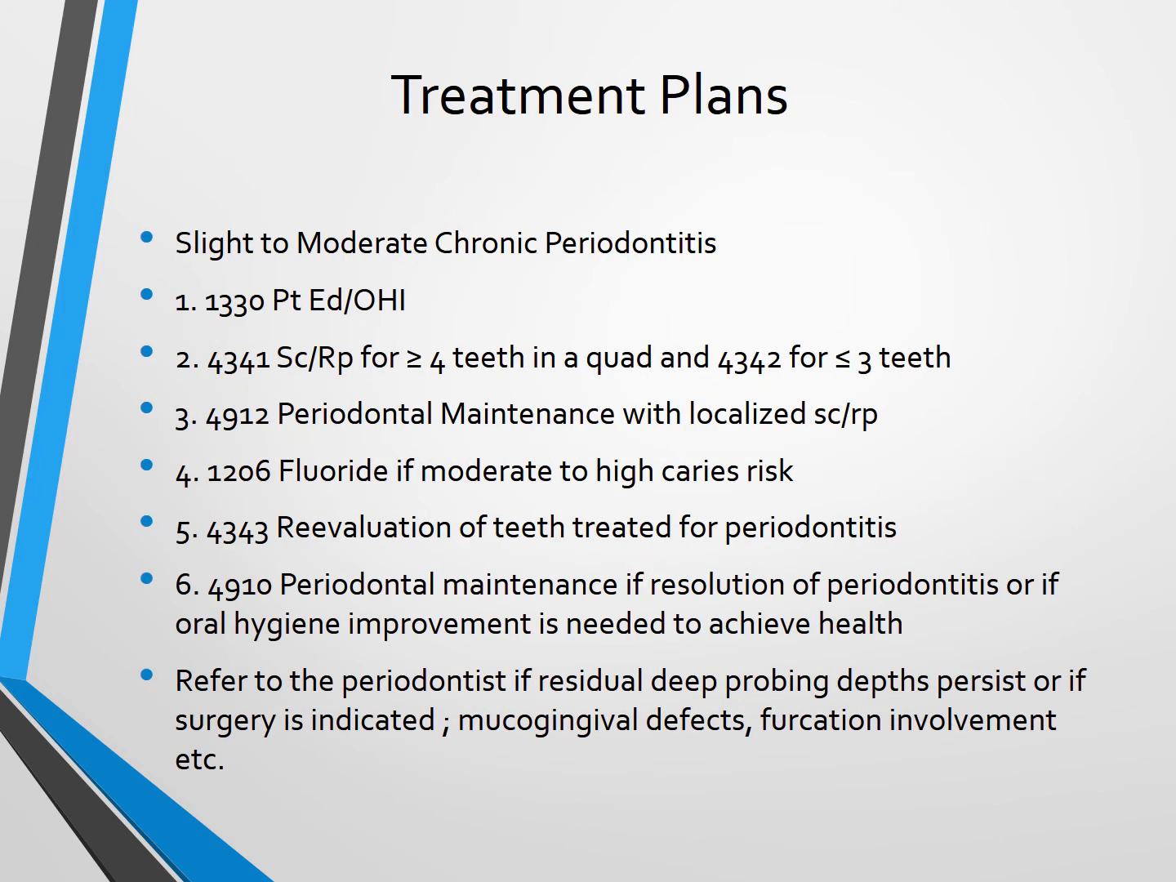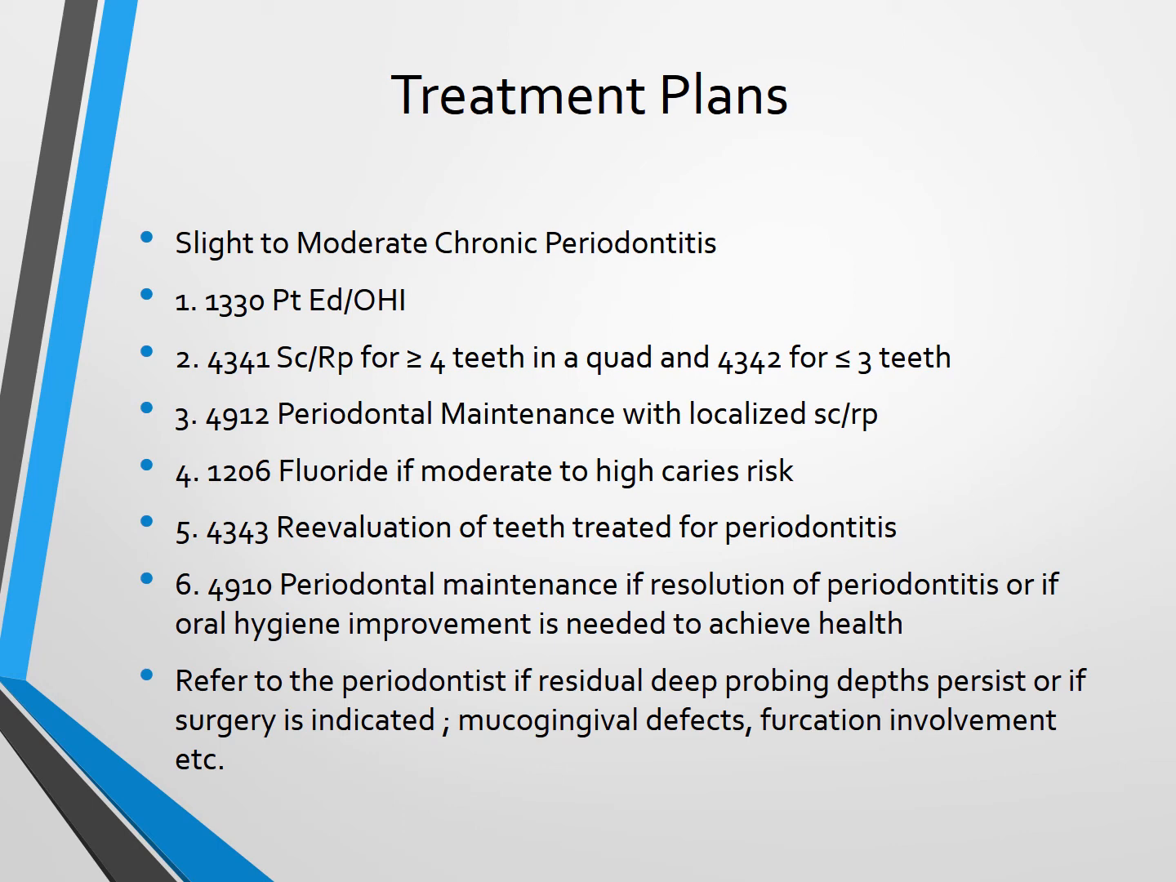When we look at treatment plans, especially for those with slight to moderate chronic periodontitis, we're going to talk about the flow of treatment. You again always begin with the 1330, which is patient education and oral hygiene instruction. Second, you would have the code 4341. That's if you had 4 or more teeth in a quadrant that required scaling and root planing. Or you could have a 4342 where you have 1 to 3 teeth in a quadrant.